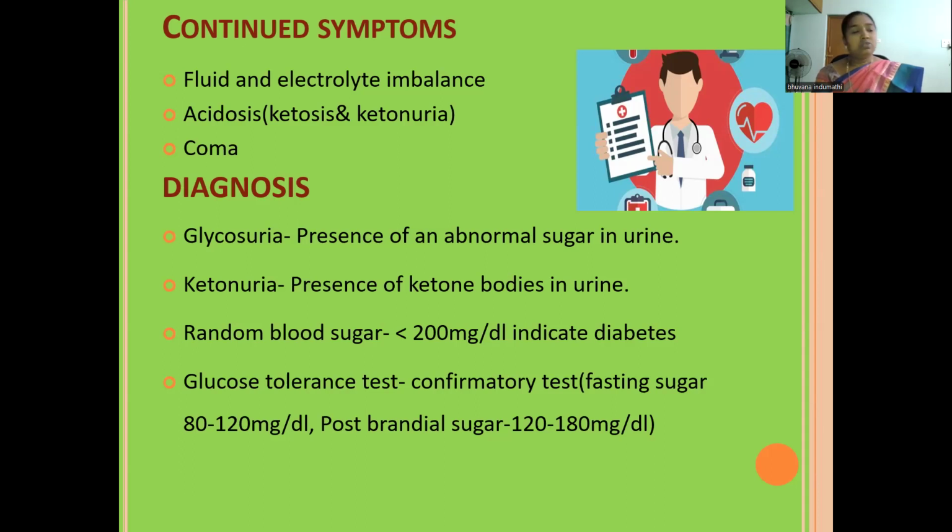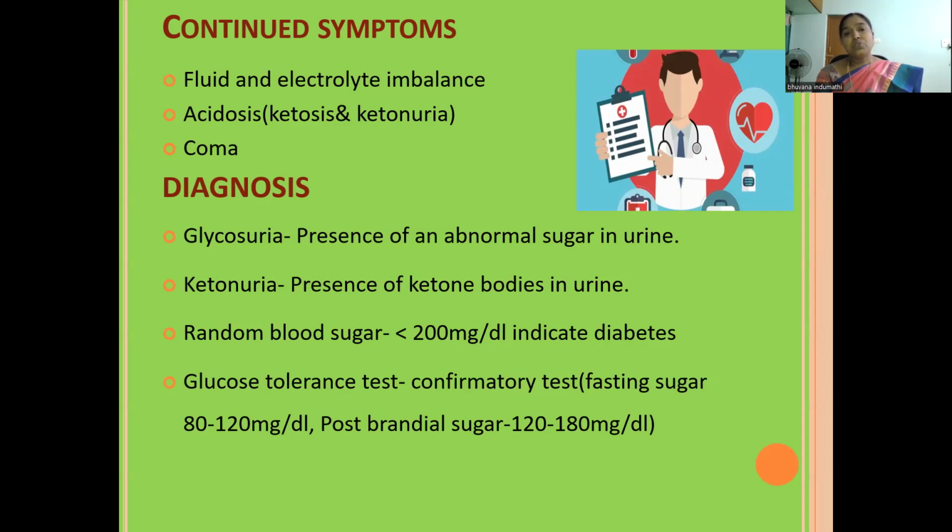Ketone bodies will be familiarly seen in the urine. So that can be the identification test, which is called ketonuria. Next is random blood sugar. That is, the patient has to be identified with a blood sugar test of more than 200 mg per deciliter, which indicates they have diabetes.